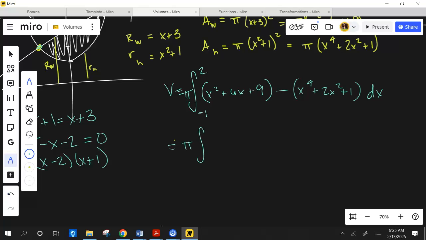I'm going to clean it up first. Negative x to the 4th. Let's cancel. That leaves me with minus x squared plus 6x.